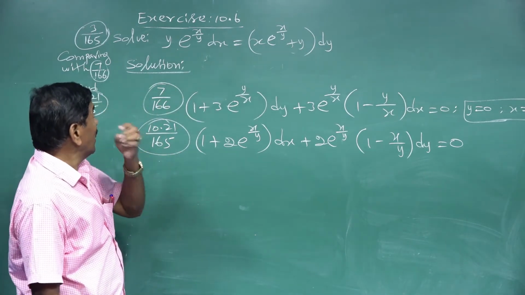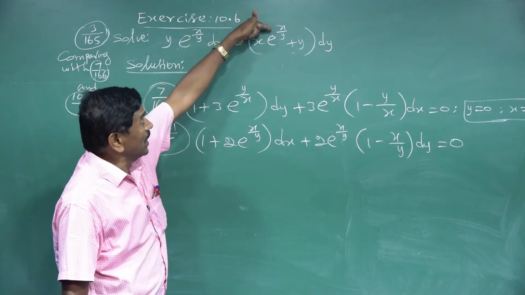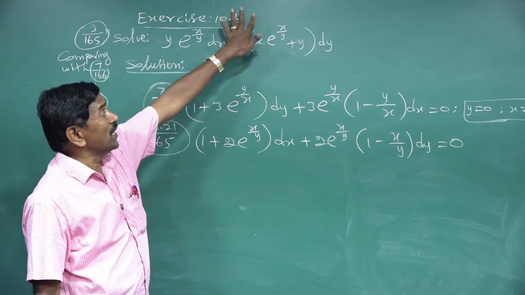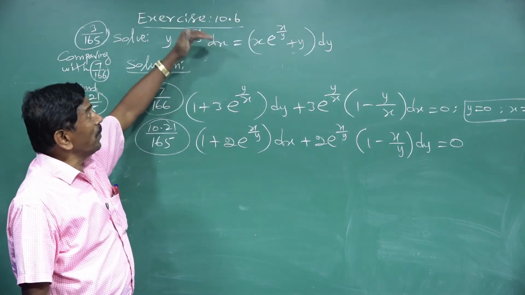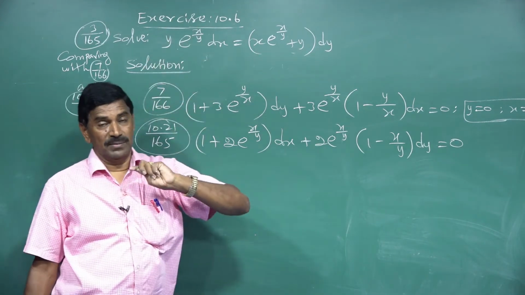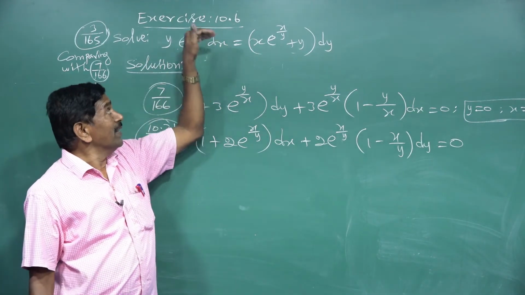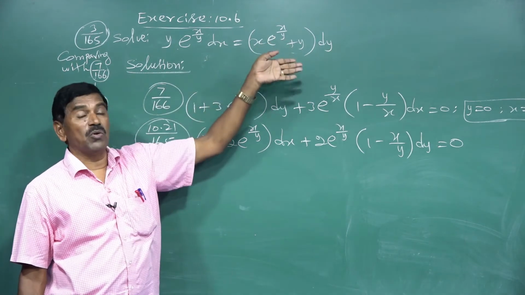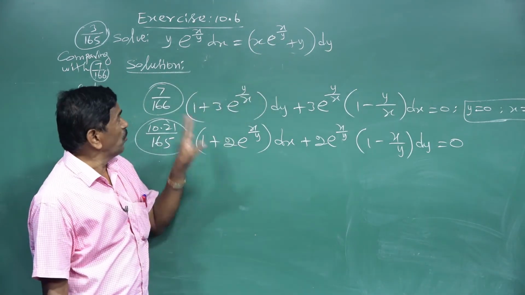Now listen to the technique. Here, e power x by y. So this sum comes under the model where we want to make the form dx by dy equal to something. Then your calculation becomes very simple. So that is why one idea.